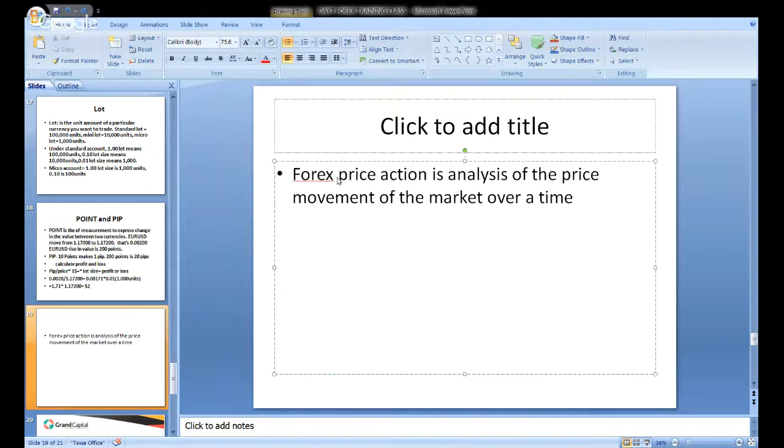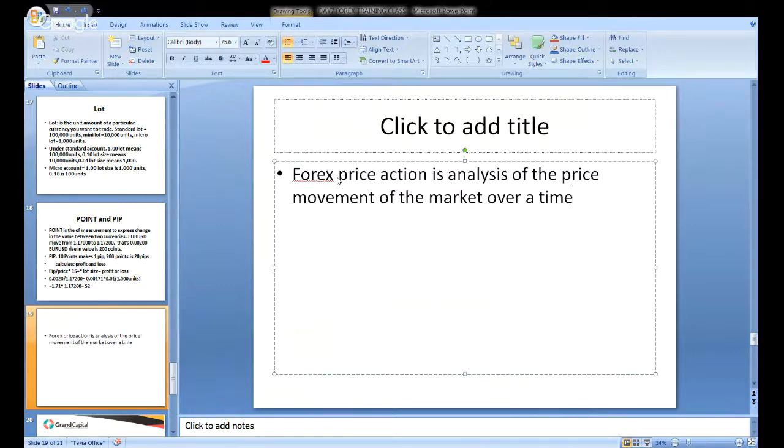So you don't need to use indicators if you are a price action trader. All you need to understand is the Japanese candlesticks. Because I said yesterday that every candle has an interpretation. So if you are able to read the interpretation of those candlesticks, you're able to know how to use price action very well. So with price action, you don't need any indicator.